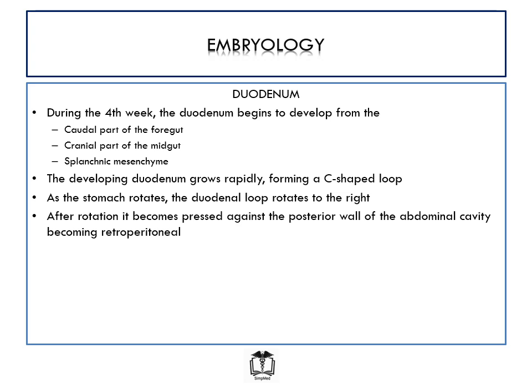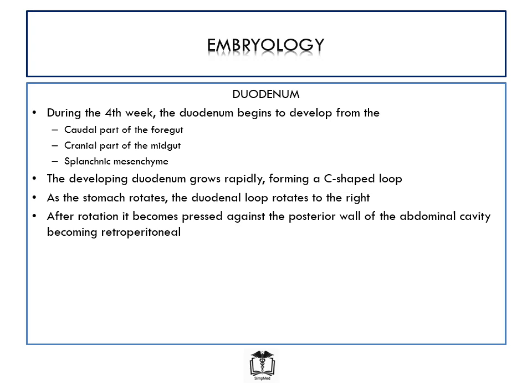During the fourth week, the duodenum begins to develop from those two major aspects alongside splanchnic mesenchyme. So it develops from the caudal part of the foregut and the cranial part of the midgut, and then portions of it will be derived from the splanchnic mesenchyme. The developing duodenum grows rapidly and forms that C-shaped loop that I mentioned in terms of its gross anatomy.